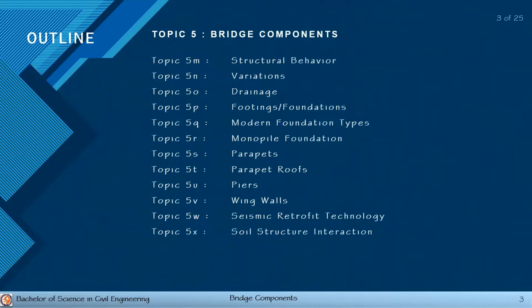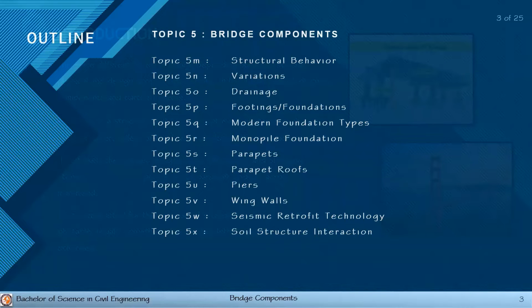N, variations; O, drainage; P, footings or foundations; Q, modern foundation types; R, monofile foundation; S, parapets; T, parapet roofs; U, piers; V, wing walls; and W, seismic retrofit technology. And lastly, we have the soil structure interaction.